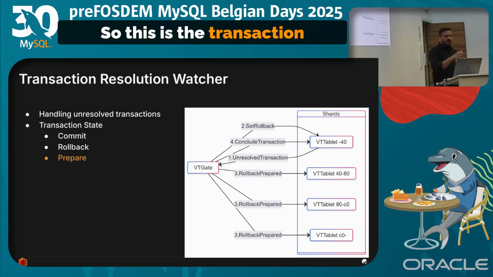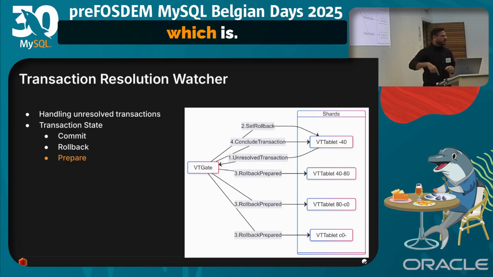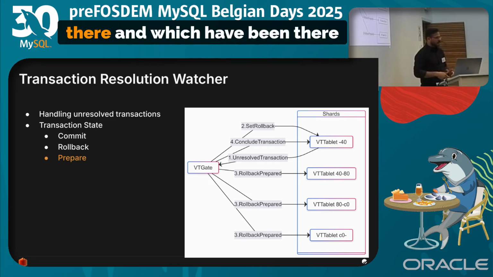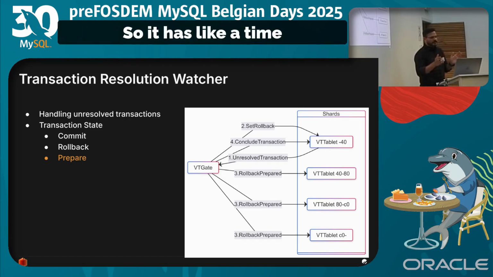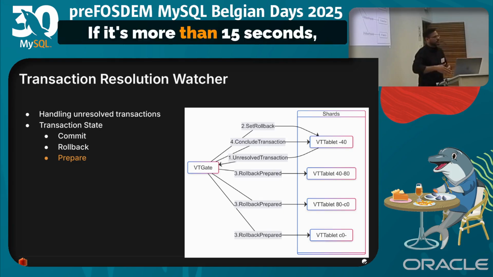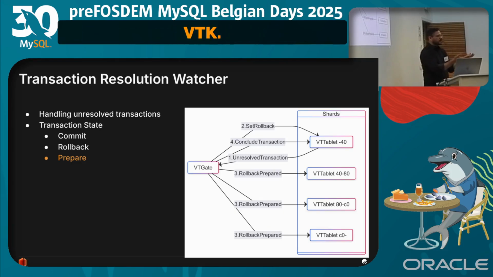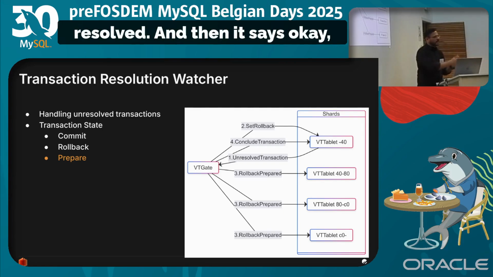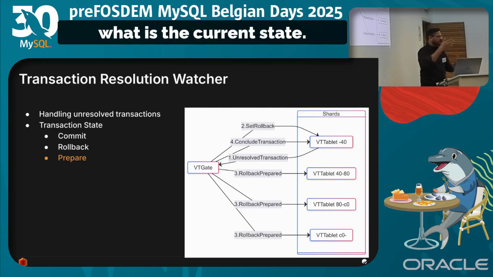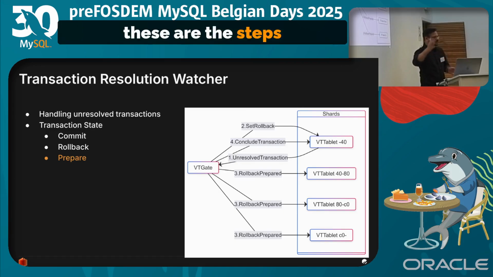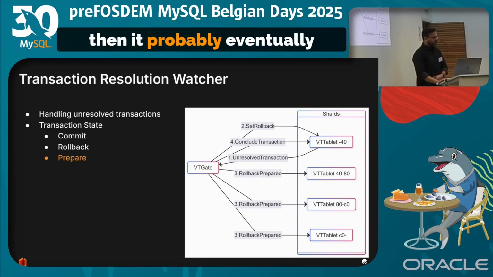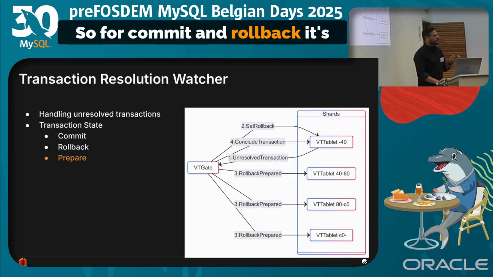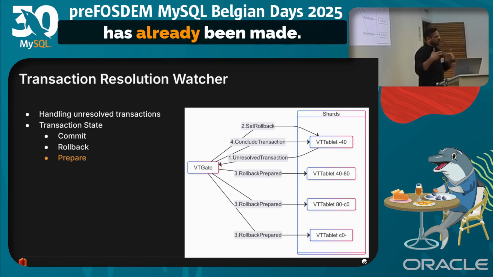Right. So this is the transaction resolution watcher, which runs on each VTTablet. It keeps looking at which prepared transactions have been there for a very long time. It has a time threshold: if it's more than 15 seconds, it will tell the VTGate, these are the DTIDs that are not resolved. Then VTGate tries to see what the current state is, and according to the state, these are the steps it has to take. For commit and rollback, it's straightforward because the decision has already been made, so it just has to comply and do it on all the participating shards. Only with prepare does it have to ensure that the decision is stored before it can move forward.